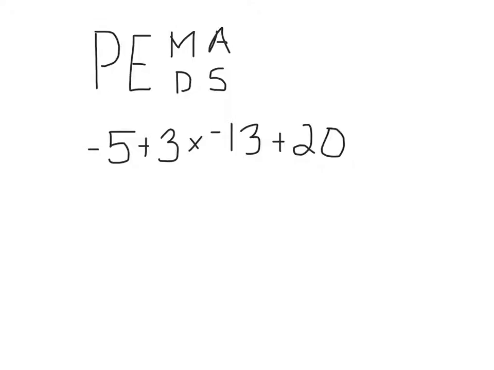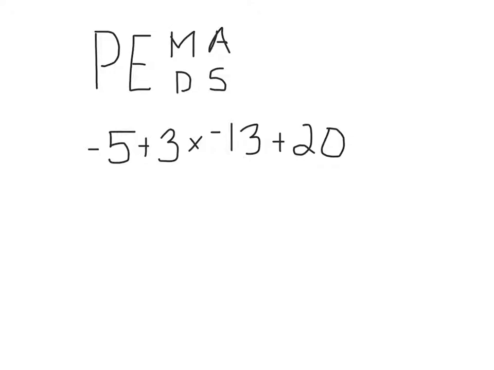Now we're going to take everything that we've learned about adding, subtracting, multiplying, dividing integers, and we're going to apply that using the order of operations. So in our first example, we have -5 plus 3 times -13 plus 20. We don't have any parentheses or exponents. Our first thing we have here would be multiplying. Right here we have 3 times -13. So we'll do that first.